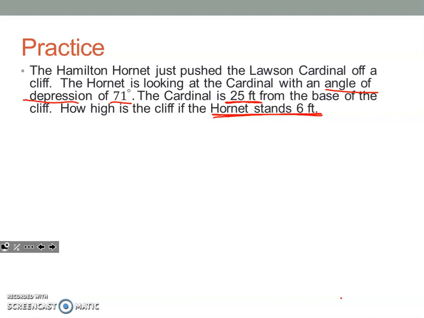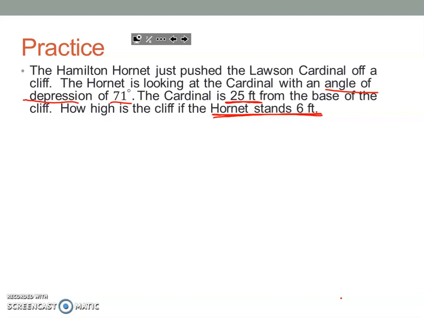All right, so what I want you to do right now is pause and draw this picture. A Hornet has just pushed a Cardinal off the cliff. The Hornet is looking down at the Cardinal with an angle of depression of 71 degrees. The Cardinal is 25 feet from the base of the cliff. So real quick, pause the video and draw this situation.